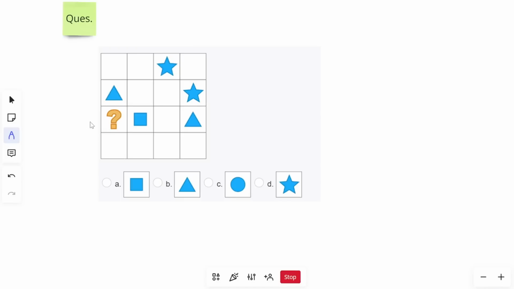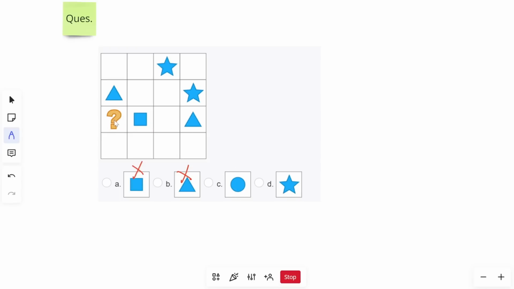Let's look at this question. We have question mark in the third row. Here we have to tell out of the given options which will come in the place of question mark. See, first of all, triangle cannot come here because triangle is already there once in this column. So we have removed triangle as a possibility. Then we have square. So square also cannot come here because square is also there in the same row, right? So now we are only left with circle and star.